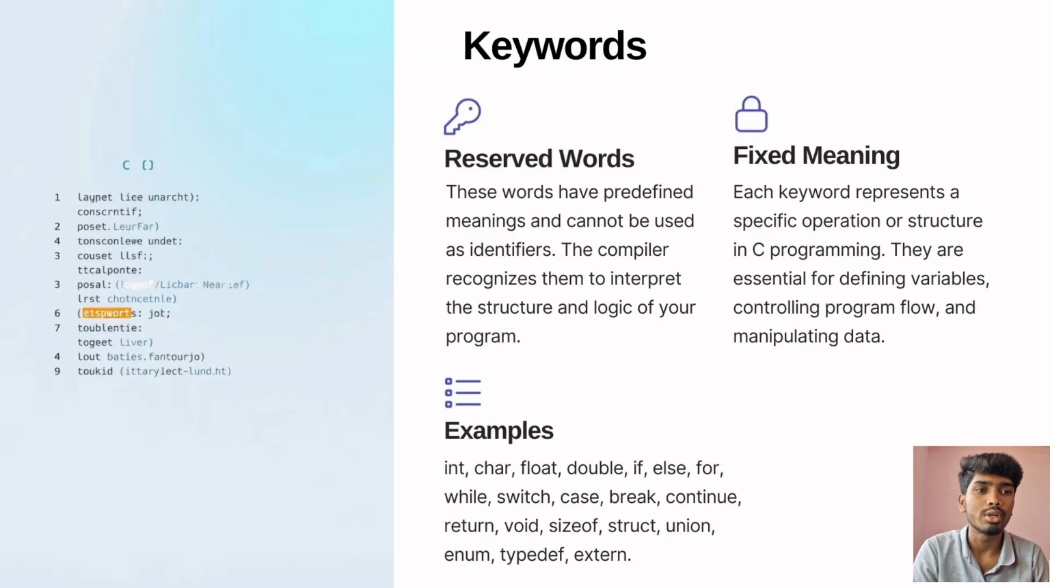Keywords. Reserved words. These words have predefined meaning and cannot be used as identifiers. The compiler recognizes them to interpret the structure and logic of your program. Fixed meanings. Each keyword represents a specific operation or structure in C programming. They are essential for defining variables, controlling program flow, and manipulating data. Examples: int, char, float, double, else, for, while, switch, case, break, continue, etc.